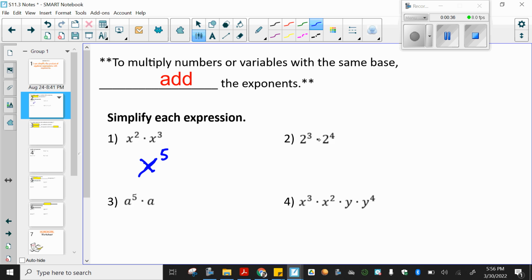Question 2. 2 to the third times 2 to the fourth. We're going to write 2. 3 plus 4 makes 7. Question 3. A to the fifth times a. A to the 5 plus 1 makes 6.